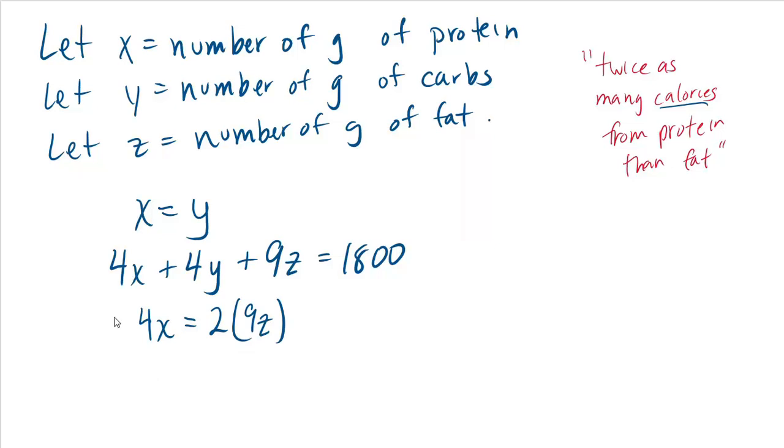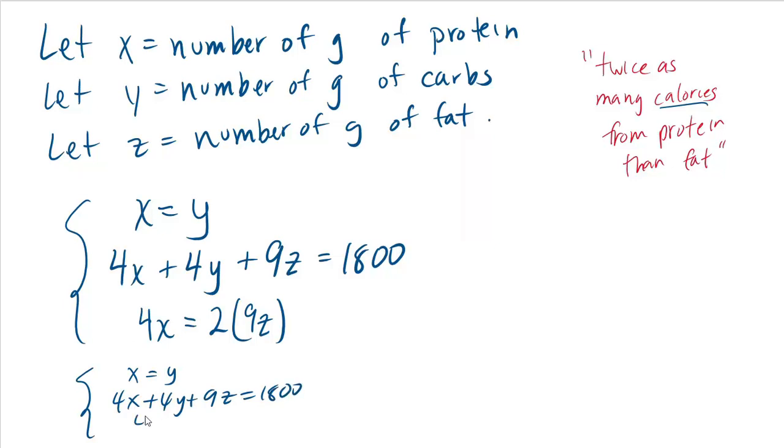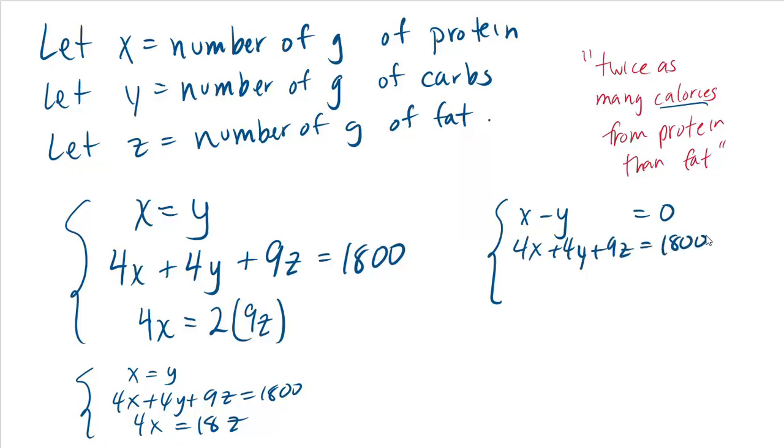So simplifying this system, we get x equals y, 4x plus 4y plus 9z equals 1,800, and 4x equals 18z. See if you can shift around some terms so that we can put this into a matrix format. You want to subtract y from both sides in the first equation. We're not doing anything to the second equation. And you want to subtract 18z in the last equation.